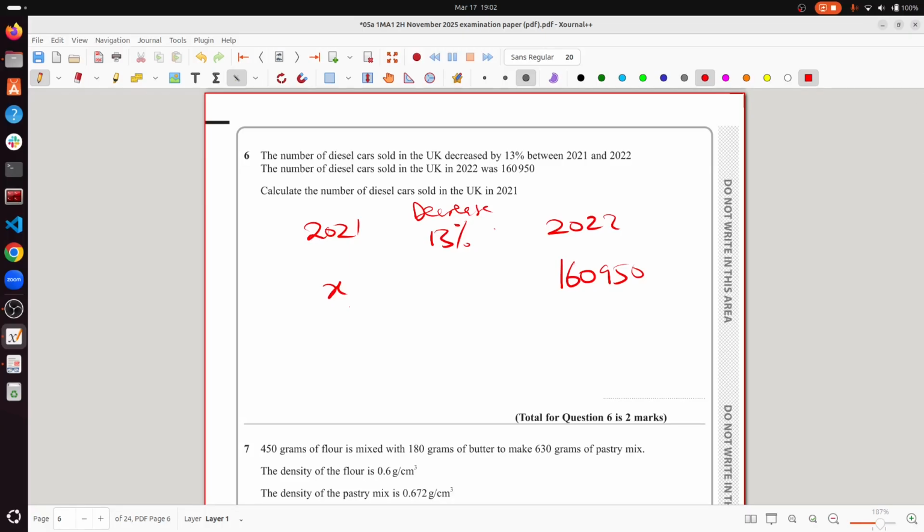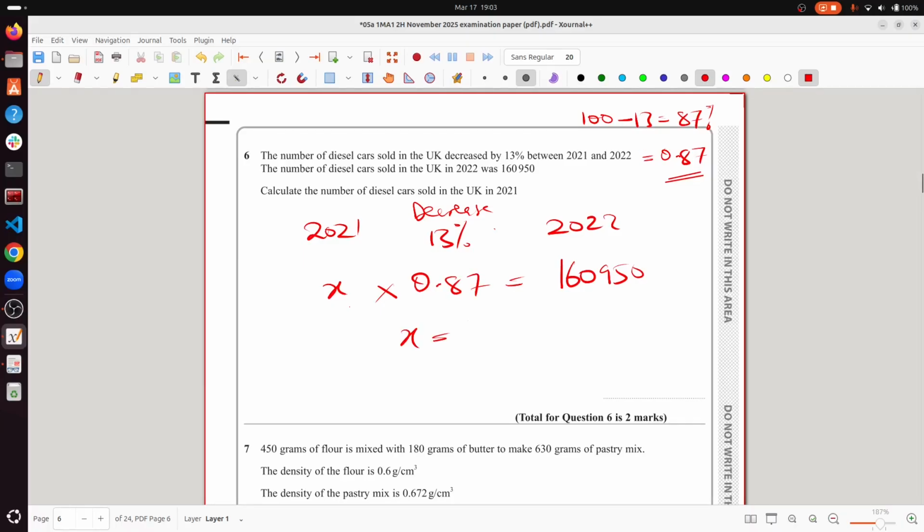Whenever we are doing a calculator paper and percentages come up, it's always advisable for us to use the multiplier method. So what do I mean by that, and how do I find my multiplier? I have a decrease of 13%, so that is 100 take away 13, and that gives me 87%. I convert that 87% into a decimal, and that gives me 0.87. This is my multiplier. That means if I multiply any number by 0.87, it means I've decreased that number by 13%. So I'm going to multiply what we had in 2021 by 0.87 to get this.